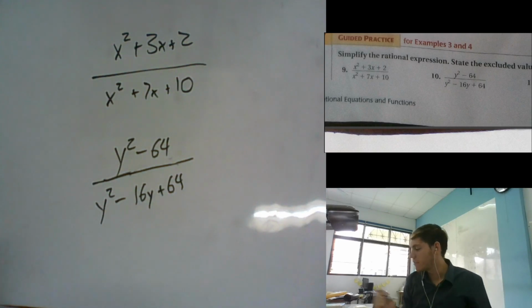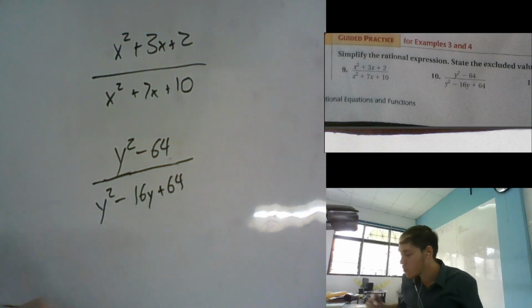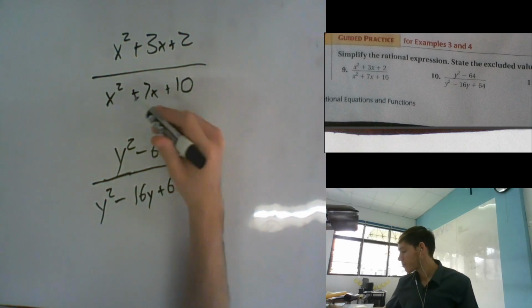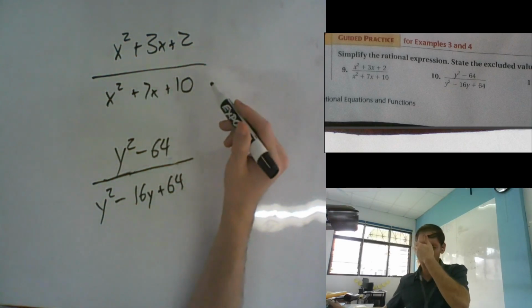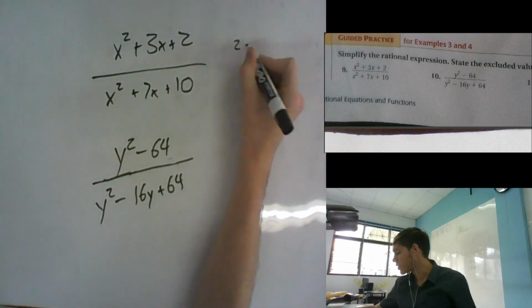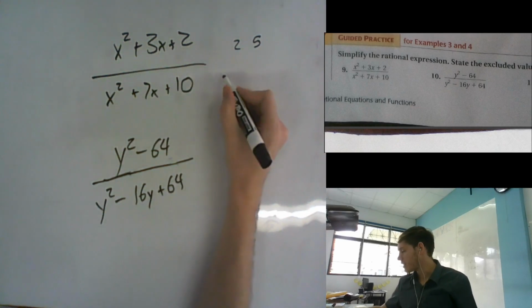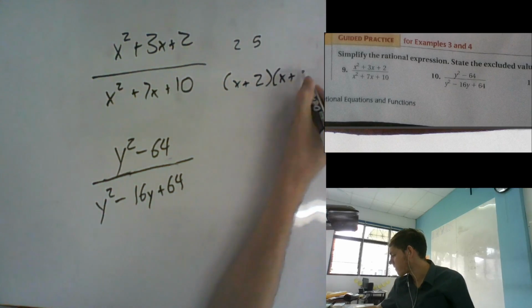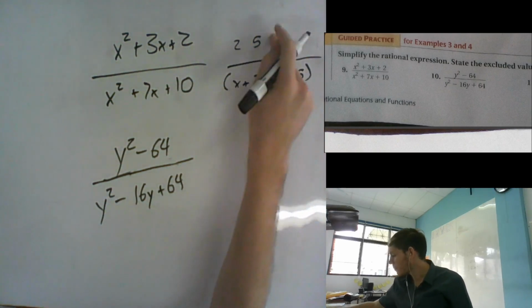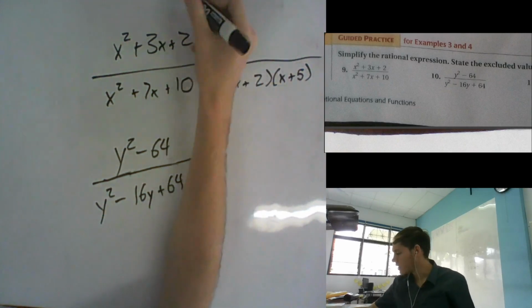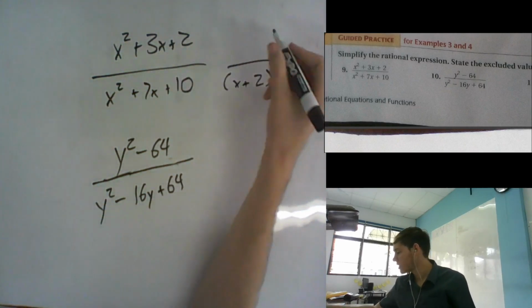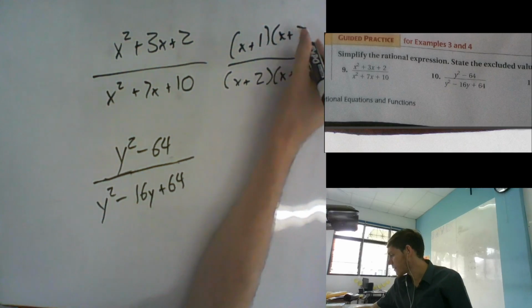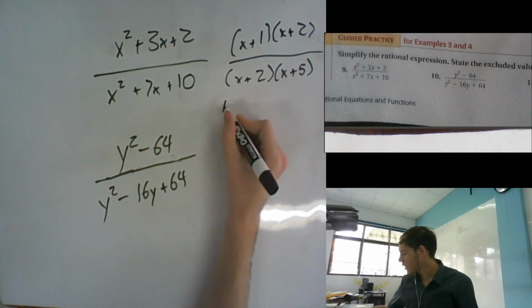Okay, excluded values. You said -2 and -5. So for factoring the bottom of this, x squared plus 7x plus 10, the factors of 10 are 2 and 5. And that adds up to be 7, so you get x plus 2 times x plus 5. And on top, if you factor 2, you get 1 and 2. 1 plus 2 is 3, so you get x plus 1 times x plus 2. Order does not matter.